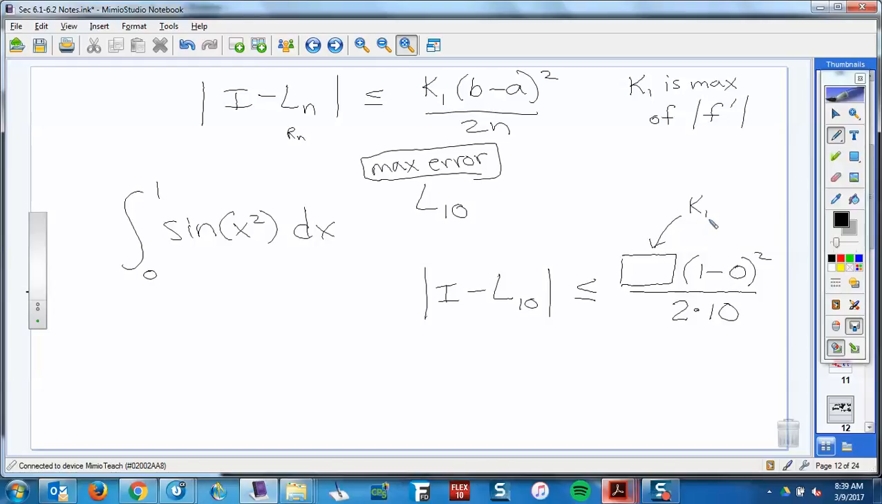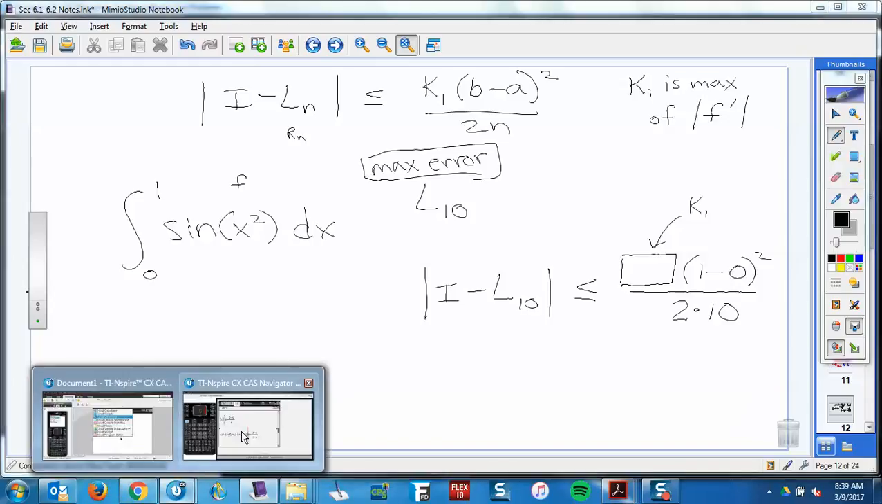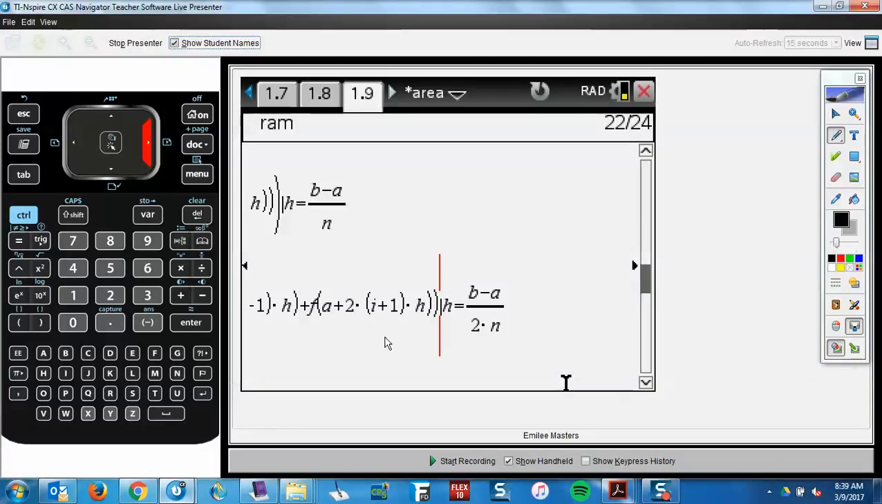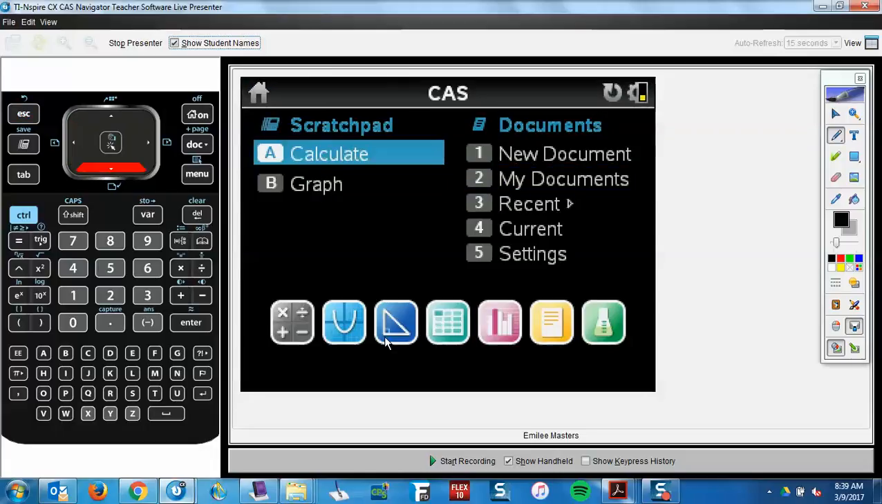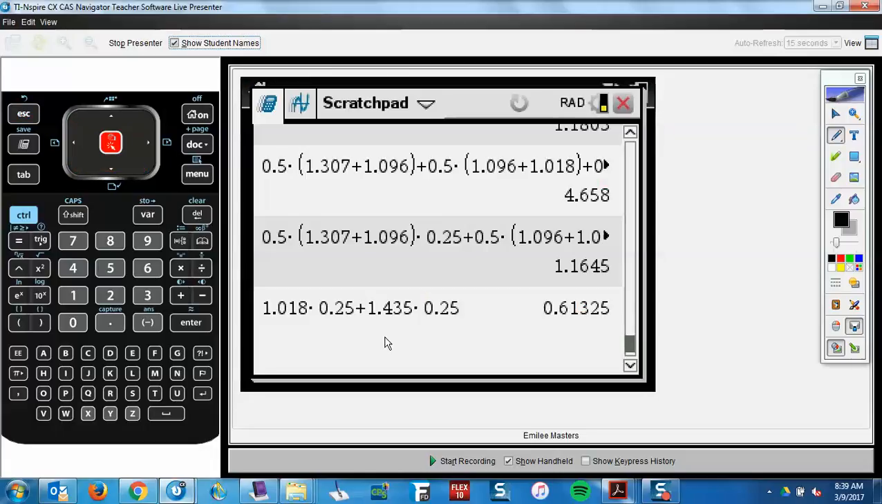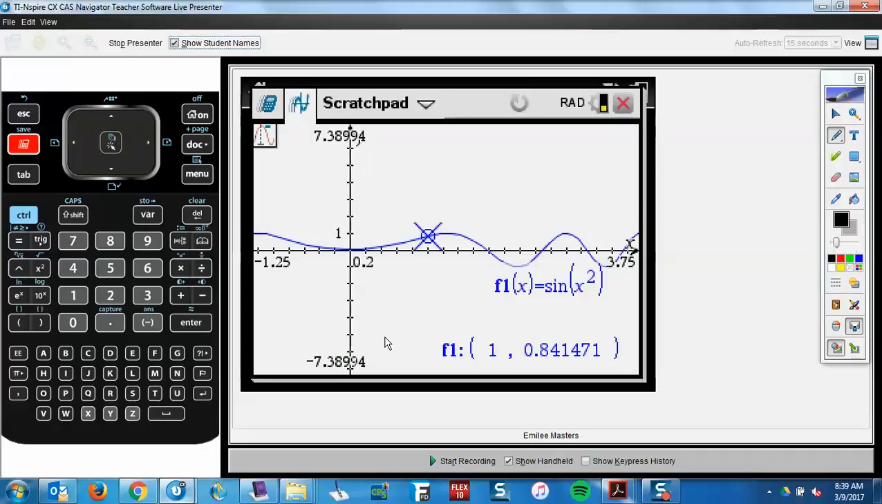Because what does it mean to max? Okay, so everybody get on your calculators. Here's our f function right here, sine of x squared. Let's get out of that and go into your scratch pad. Emily, go to a graph. We are going to want to go to a graph screen.